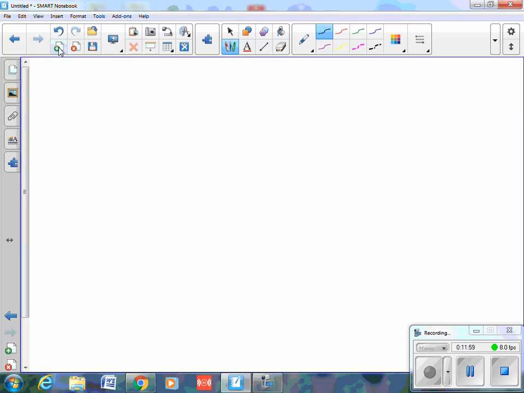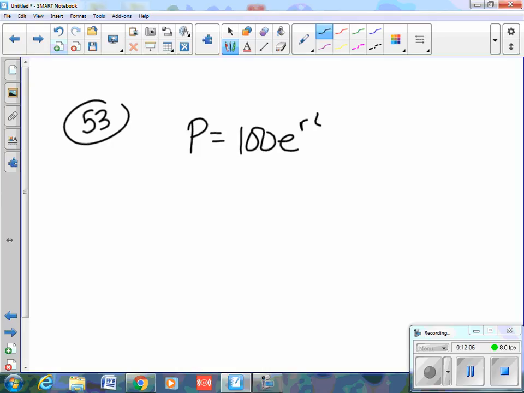53, you're just going to put into this formula. Find the value of R for the population expected to reach 400. The original is 100, and it's going to go to 400. And you're trying to figure out the R, and we know the time is 7.